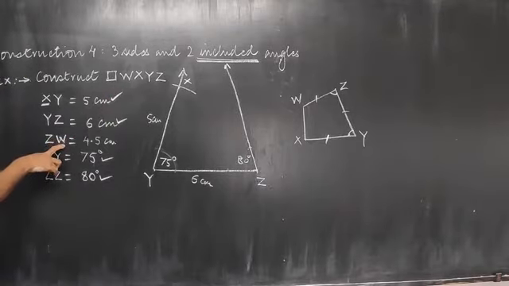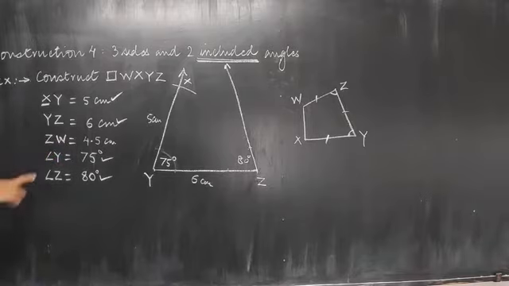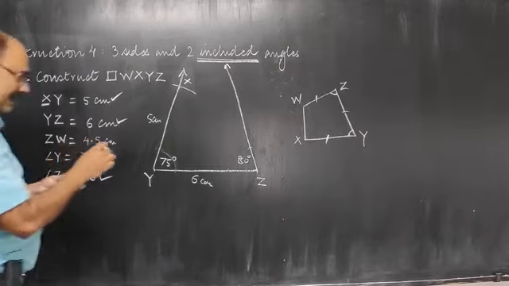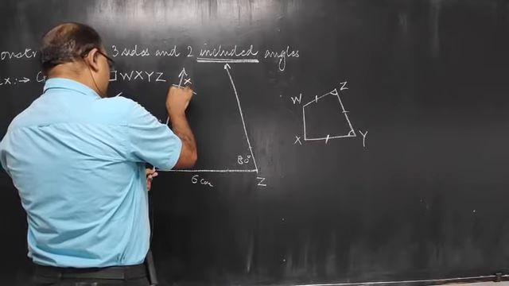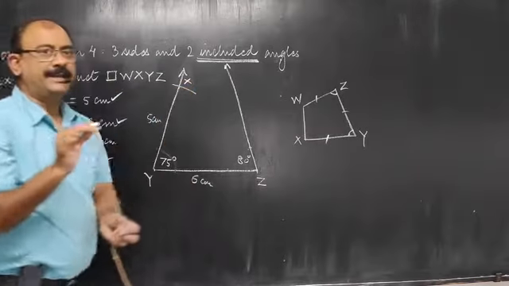WZ is 4.5 centimeters. Take the radius of 4.5 centimeters in the rounder in your compass. Keep the compass on the point which is already there in the figure. Now I want W. In order to get W, I have to put the rounder on Z. So I'll take the distance of 4.5 centimeters. From here, this is 5, so 4.5 will be slightly smaller. Let us say this much.